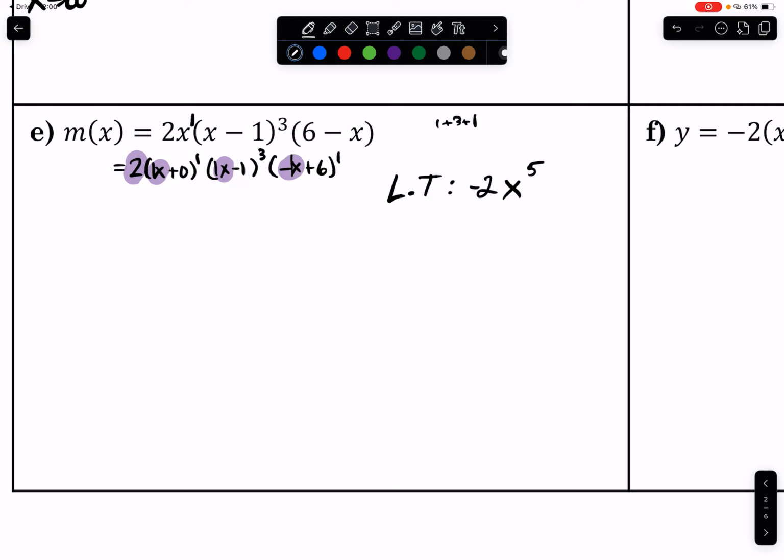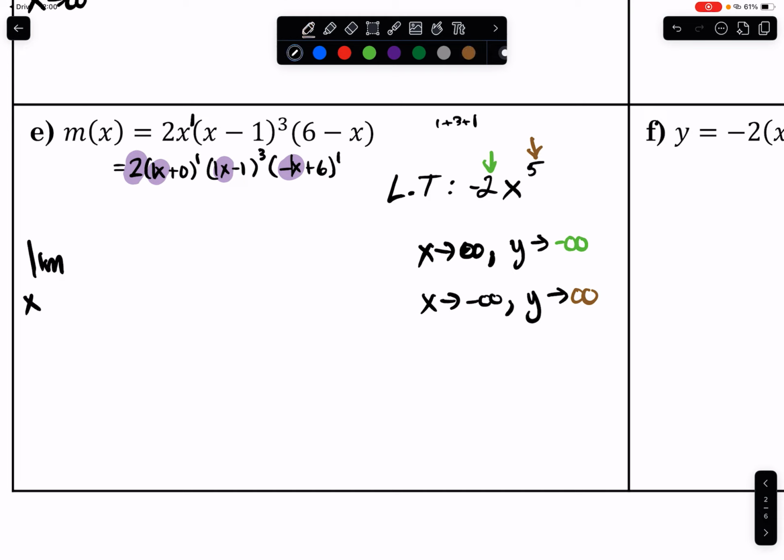So now that we have the leading term, we can figure out what's happening on the right side, positive infinity, by looking at what this value is here. Since this value is negative, that means that the right side is going towards negative infinity. And for the left, since this number is odd, it's going to do the opposite. So positive infinity.